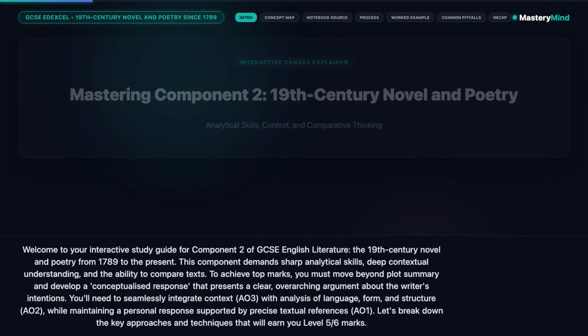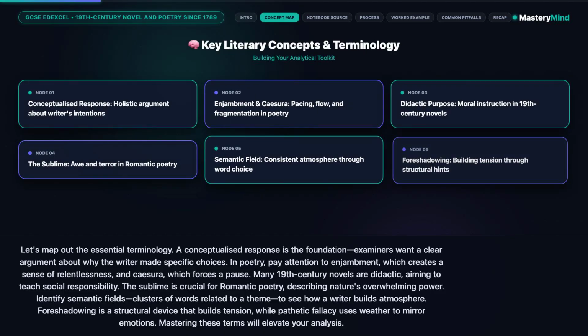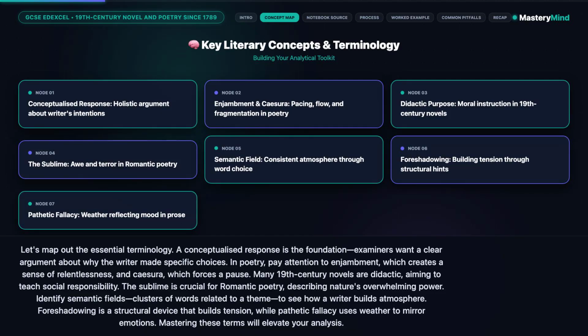Let's map out the essential terminology. A conceptualized response is the foundation. Examiners want a clear argument about why the writer made specific choices. In poetry, pay attention to enjambment, which creates a sense of relentlessness, and caesura, which forces a pause. Many 19th-century novels are didactic, aiming to teach social responsibility. The sublime is crucial for romantic poetry, describing nature's overwhelming power.